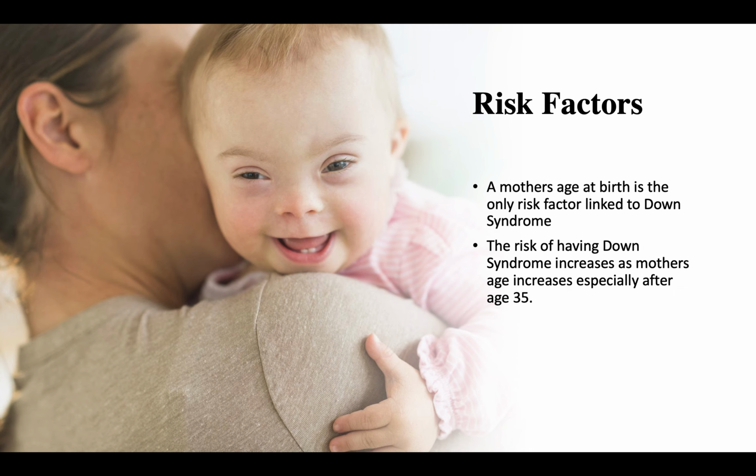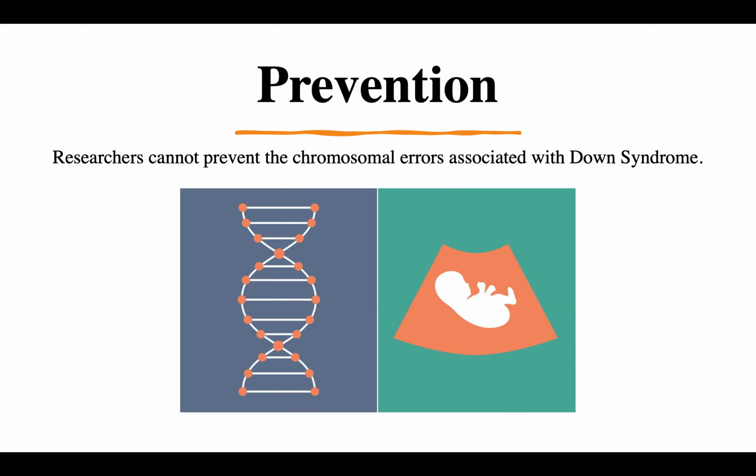Okay, so risk factors. A mother's age at birth is the only risk factor linked to Down syndrome. The risk of having a child with Down syndrome increases as the mother's age increases, especially once the mom is over the age of 35. Then their chance of having a baby with Down syndrome will increase. So prevention. Researchers cannot prevent the chromosomal errors associated with Down syndrome. I didn't find anything on how they can prevent it.